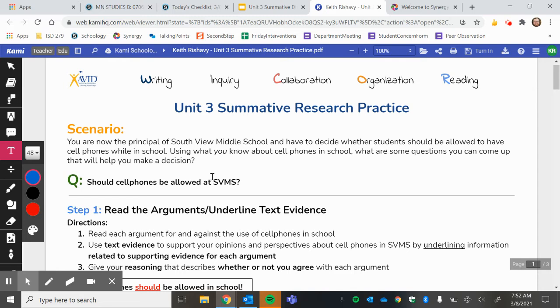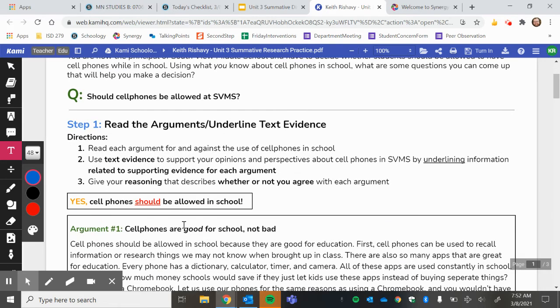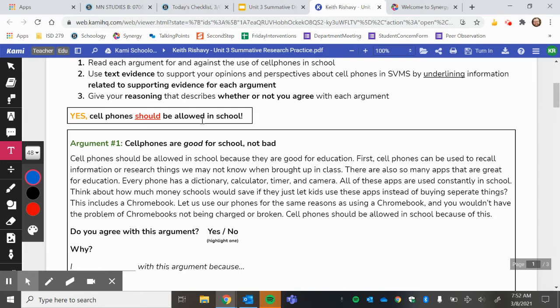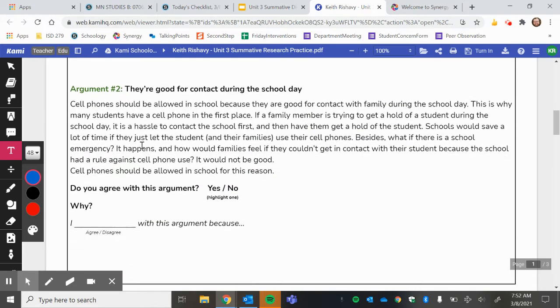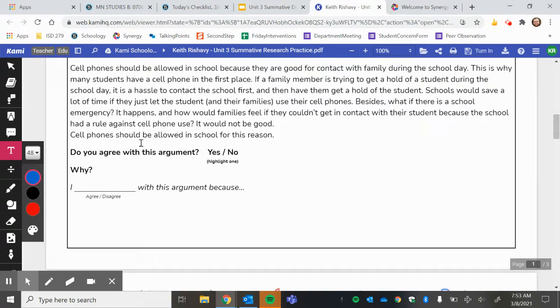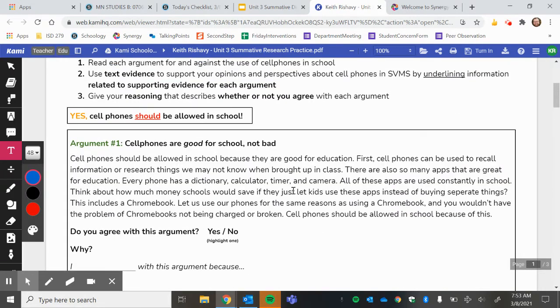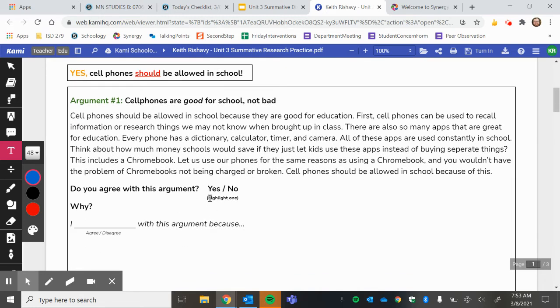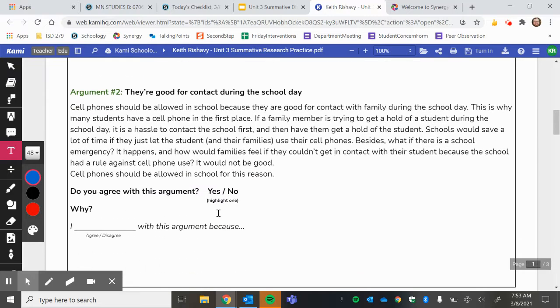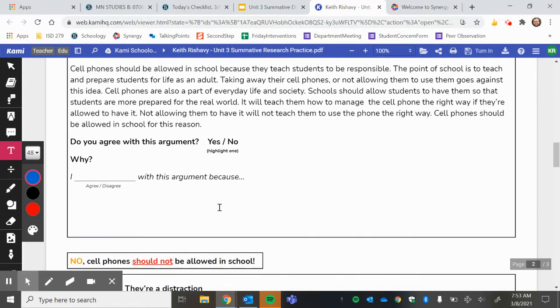You're the principal. You have to make the decision. Read through these different scenarios or different arguments, if you will. Use text evidence to support your opinions. You're underlining information related to supporting evidence. And then you're giving your reasoning that describes whether or not you agree with each argument. So, it starts off with, yes, cell phones should be allowed, and it gives you three arguments about why they should be allowed. Again, you go through each one of these short paragraphs, you underline their arguments, and then you just decide, do you agree with it, yes or no, and why? Do the same thing for the other two, and then you're good to go.